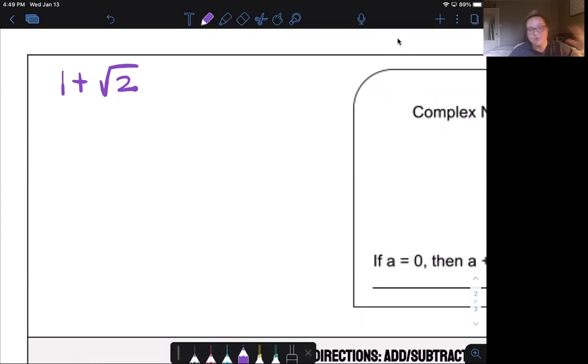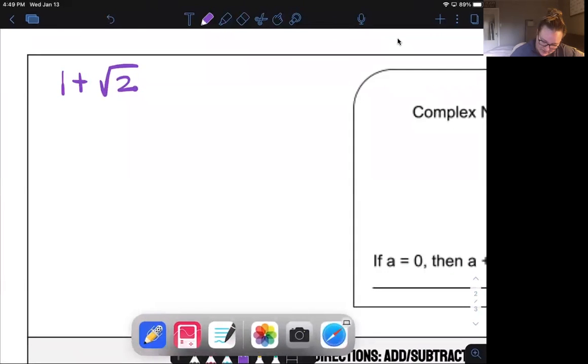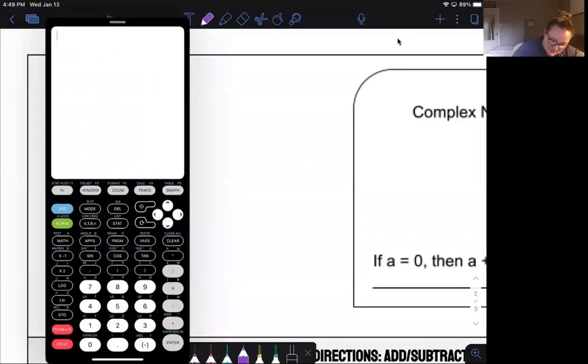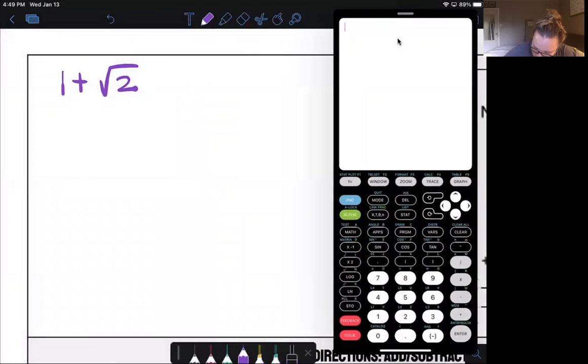We could take the square root of 2 and add 1. If I took the square root of 2 on my calculator, and I added 1, it's 2.4142135624, etc. So 1 plus root 2 is itself a number, but it can be written as an integer plus a radical. So that's a complex number. It has an integer, and then it also has a root that it's either being added or subtracted to.